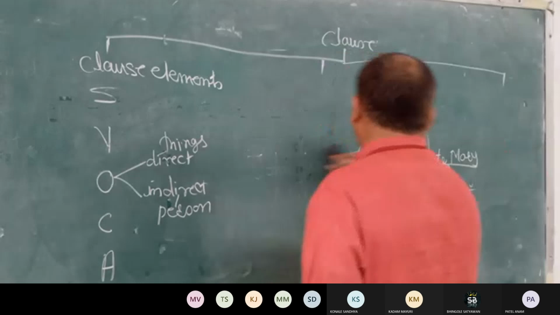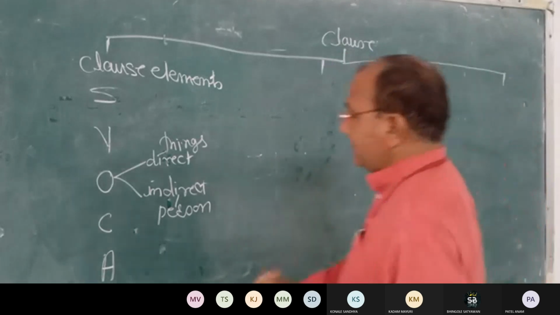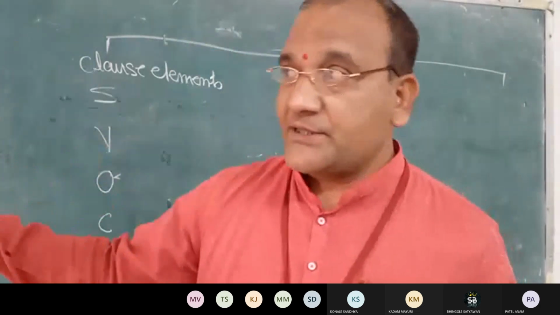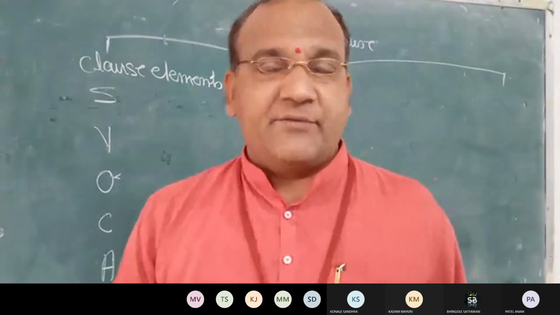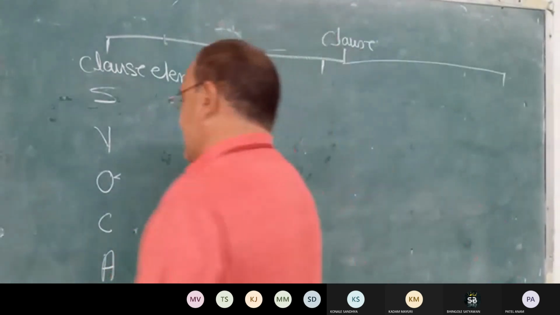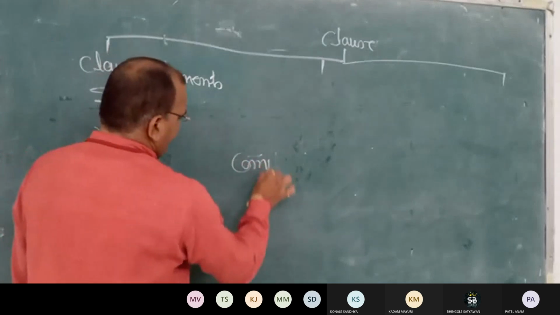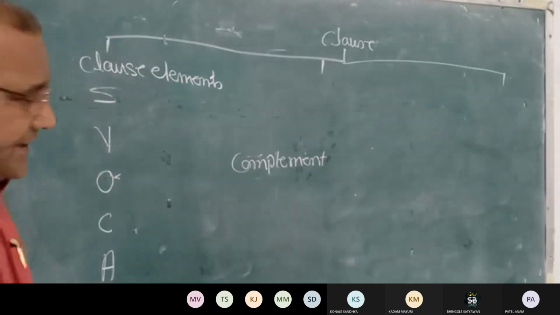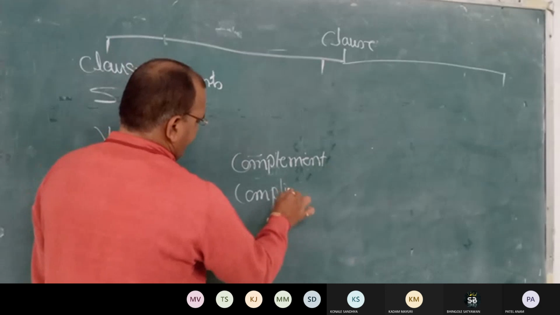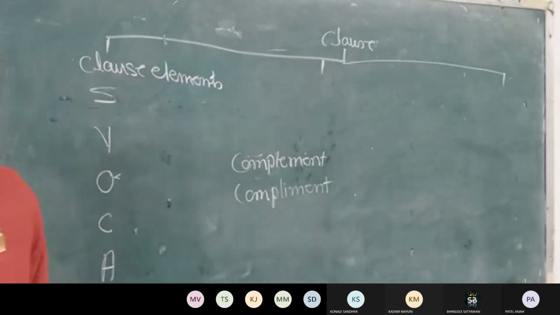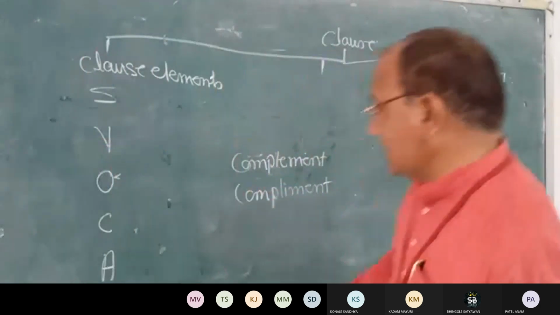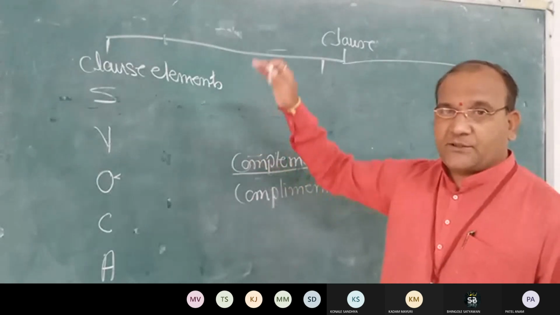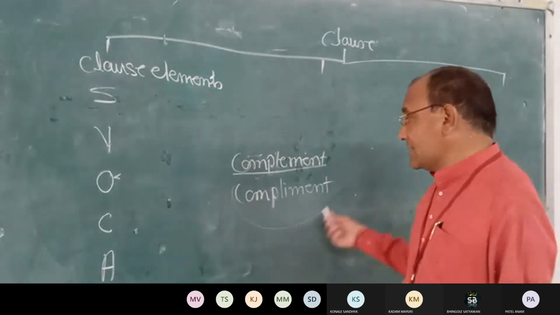Then, complement is such a unit which relates the information either to subject or to object. So it is a relative element. Complement, the spelling of that is C-O-M-P-L-E. In English, we also have a word like C-O-M-P-L-I-M-E-N-T, which is grammar related. A word or a unit which relates itself either to subject or to object. Any idea what is this complement?